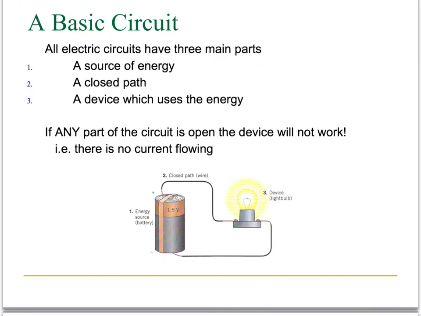A basic circuit must have three main parts. First, we need a source of energy. If we don't have energy, it's not going to work. Next, we must have a closed path. And third, we need a device that's going to use the energy. Something such as a light bulb, a computer screen, something that's going to get hot, anything that can use the energy. If any part of the circuit is open, the device will not work, i.e. there is no current flowing through that circuit.